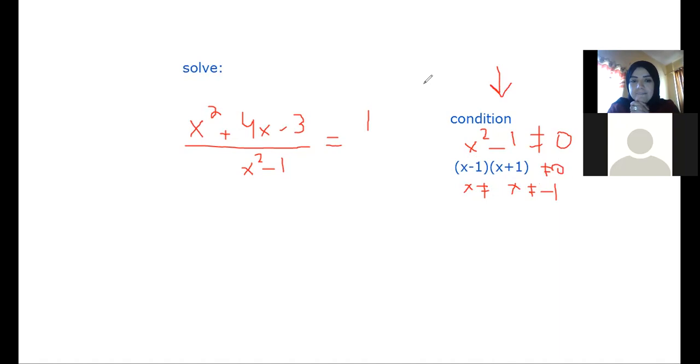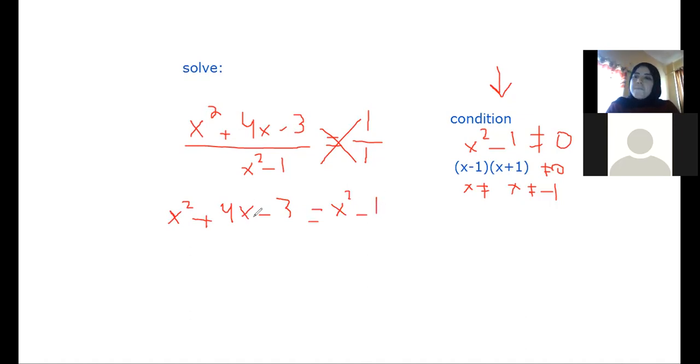Are we supposed to multiply the denominator on both sides so we can cross them out, like last time? You mean cross multiplication, right? Yes. So what do I have? Then we have x squared plus 4x minus 3 equals x squared minus 1. Very good. Now what do we do?